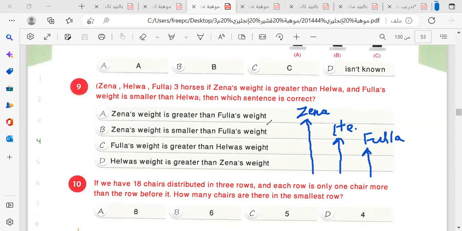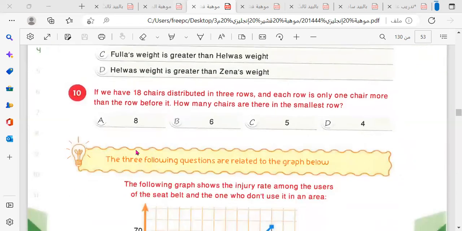Then which sentence is correct? The answer is what? It is A, right? Zina's weight is greater than Fulla's weight. So the answer is A, correct. Good. Okay, then we go back to Fajr.